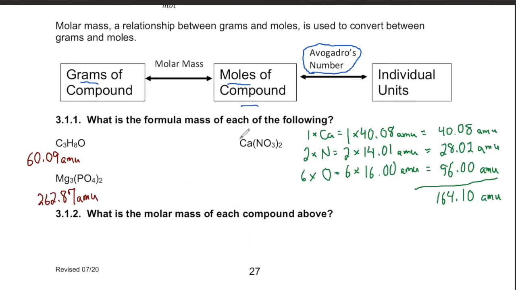So finally, let's do calcium nitrate, which has 1 calcium, 2 nitrogen, and 6 oxygen.